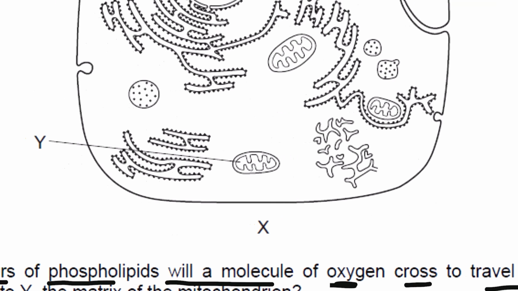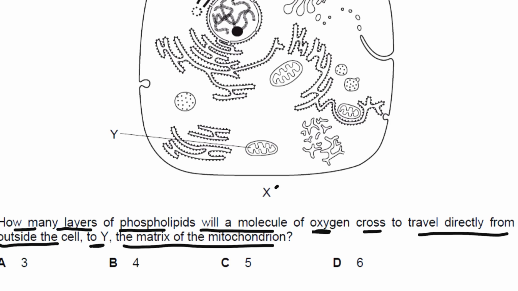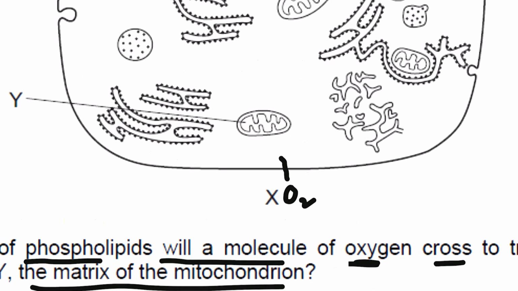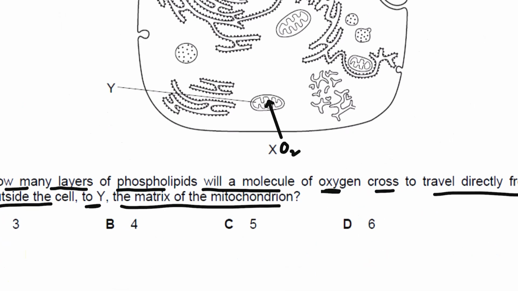So guys, if we talk about the movement of an oxygen molecule from X to Y, how many membranes does this molecule cross? 1, that is the cell surface membrane, 2, that is the outer membrane of the mitochondrion, and 3, that is the inner membrane of the mitochondrion, and then it reaches Y. So it crosses 3 membranes.